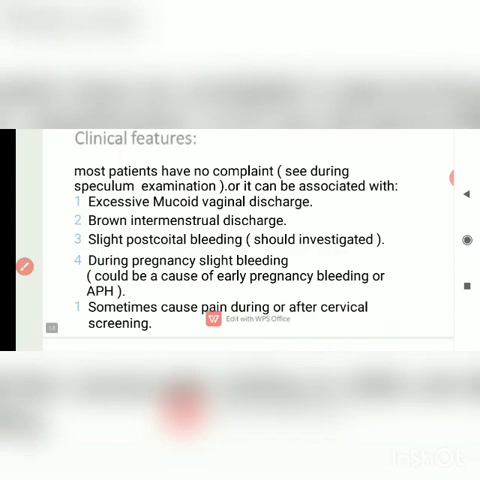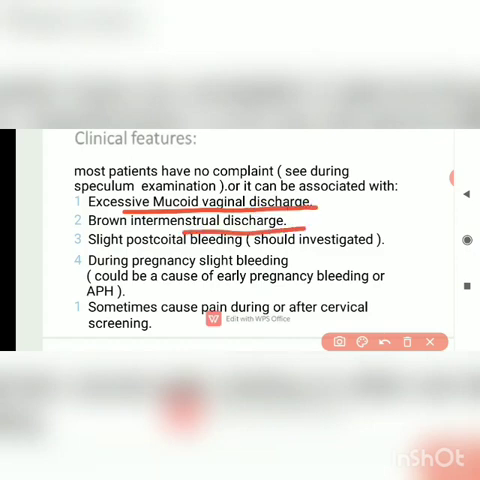So what are the complaints the patient will present with? The patient will come with complaints of excessive mucoid vaginal discharge, intermenstrual discharge, and slight postcoital bleeding may be there. During pregnancy, the patient might complain that she is having vaginal discharge or a minimal amount of vaginal bleeding, okay?